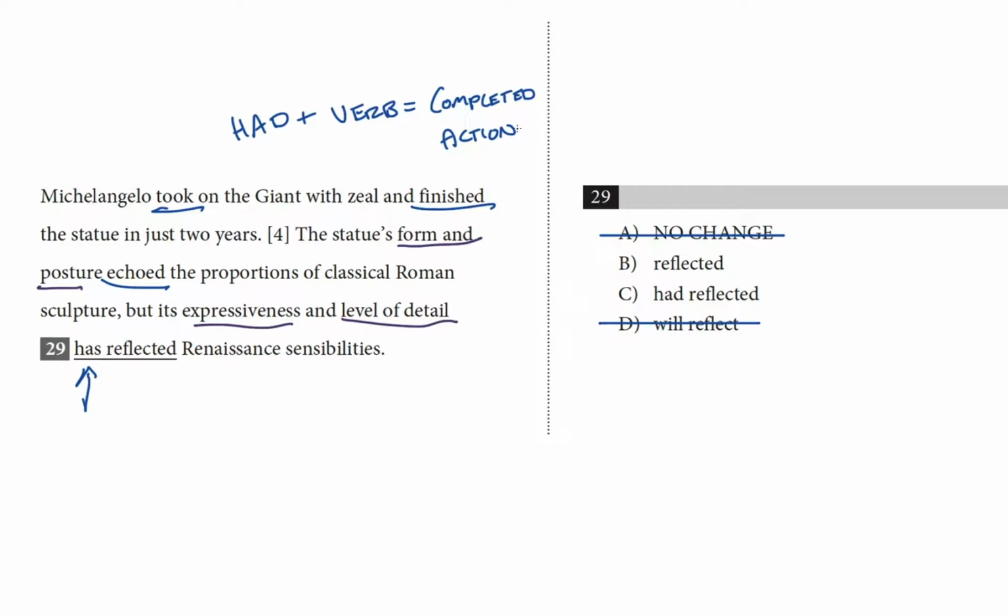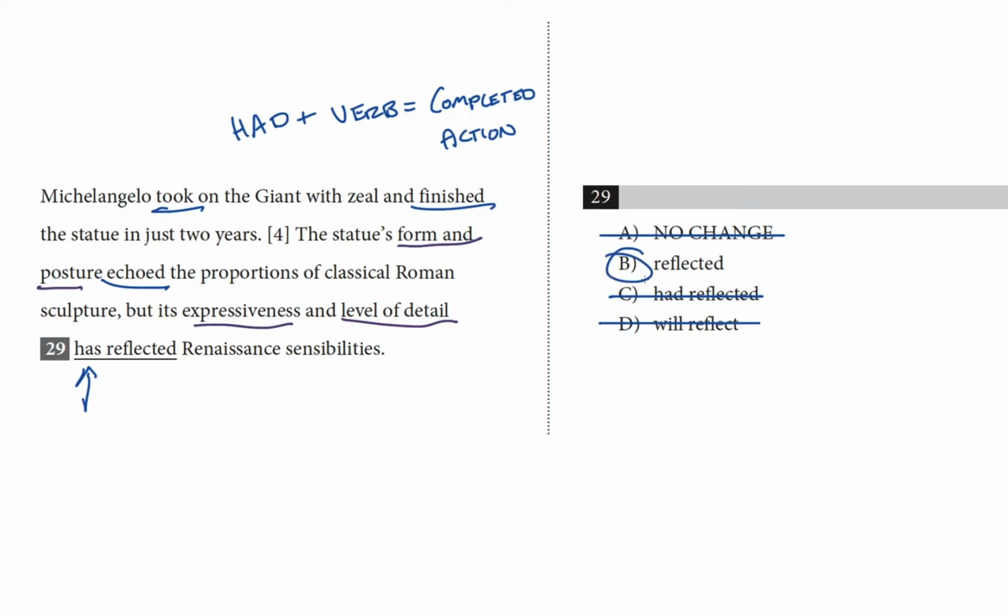And it doesn't seem to me like the author is trying to make that kind of subtle, complicated point. I think this paragraph is just saying this statue was really cool, and it connected classical Roman and Renaissance values in a single artwork. I don't want to overthink this either. The other verbs don't have a helper, so our choice shouldn't either. So I'm going to knock out C, and that means that our choice is B, reflected.